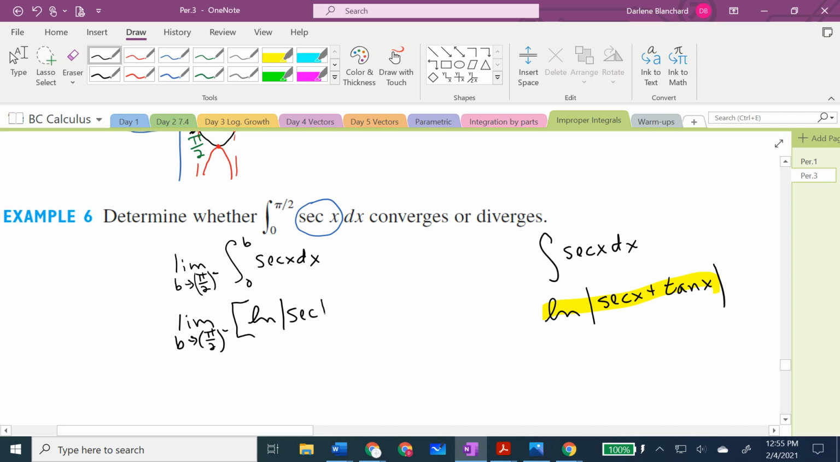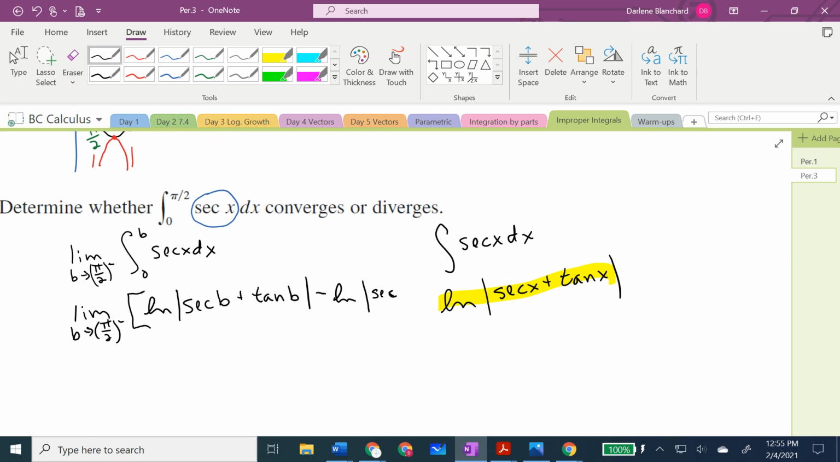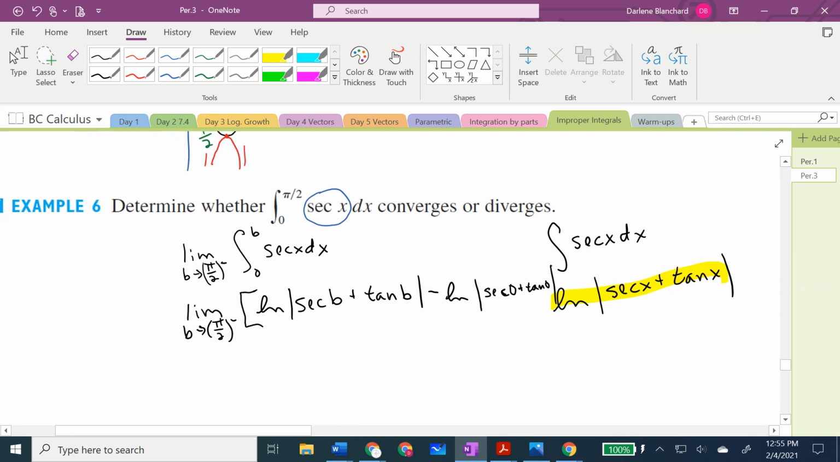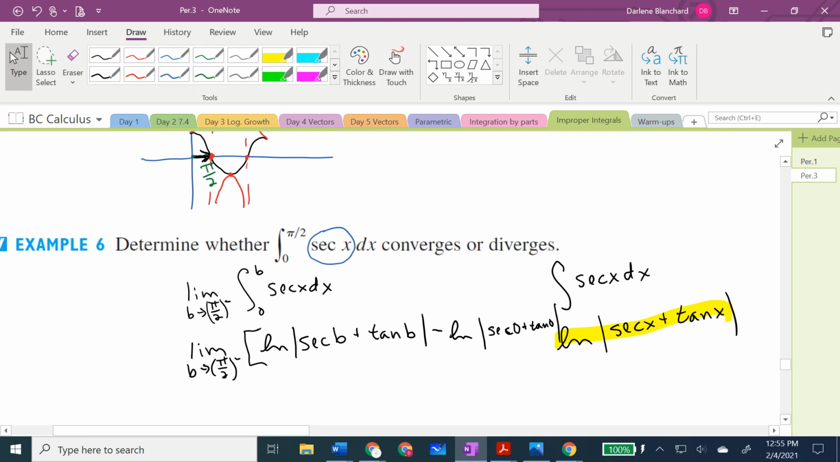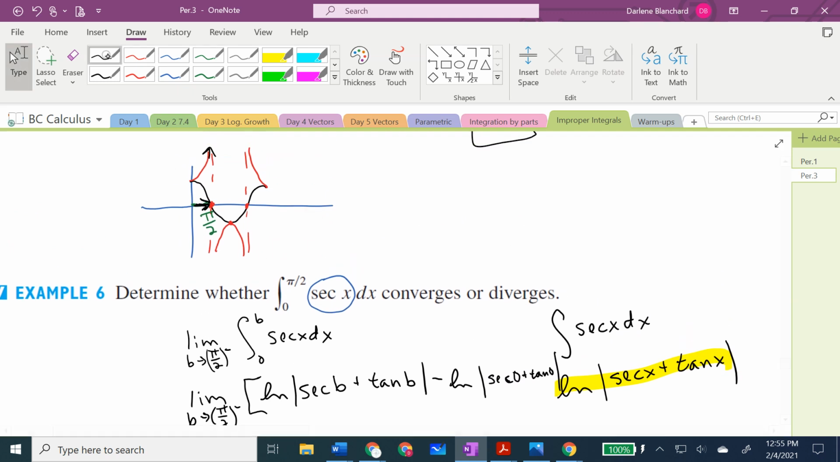So I'm plugging in b. And then I'm plugging in 0. And I'm running out of room here, so I've got to squish it. So I've got secant of 0 plus tangent of 0. I need to know what's going on with tangent. So I bring tangent back up.